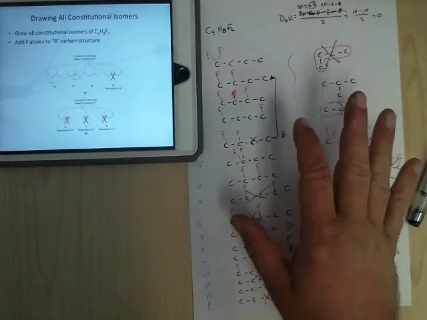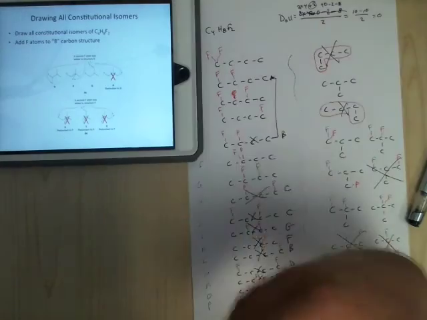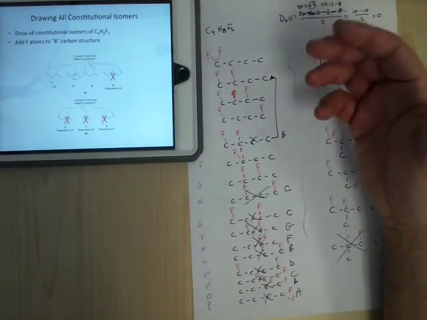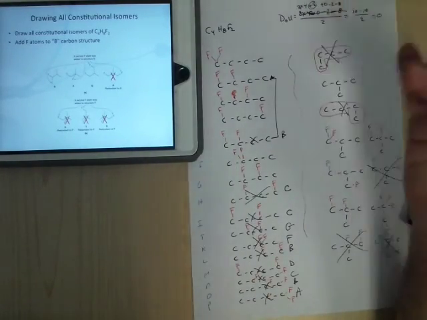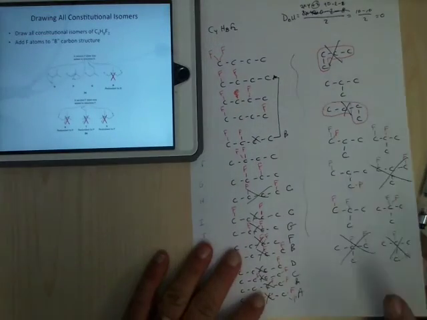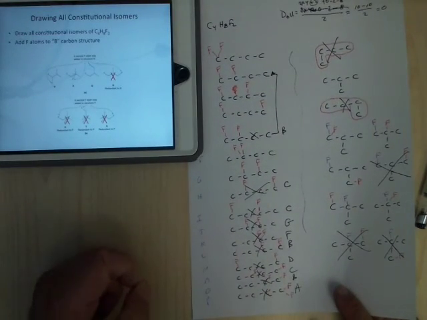Now on the exam, what I usually do is put some sort of functional group on there, so there's not going to be like 80 of these things to draw. There's usually 3, 4, 5 to draw, and that's fine. Stuff like that. So it pares it down a little bit.